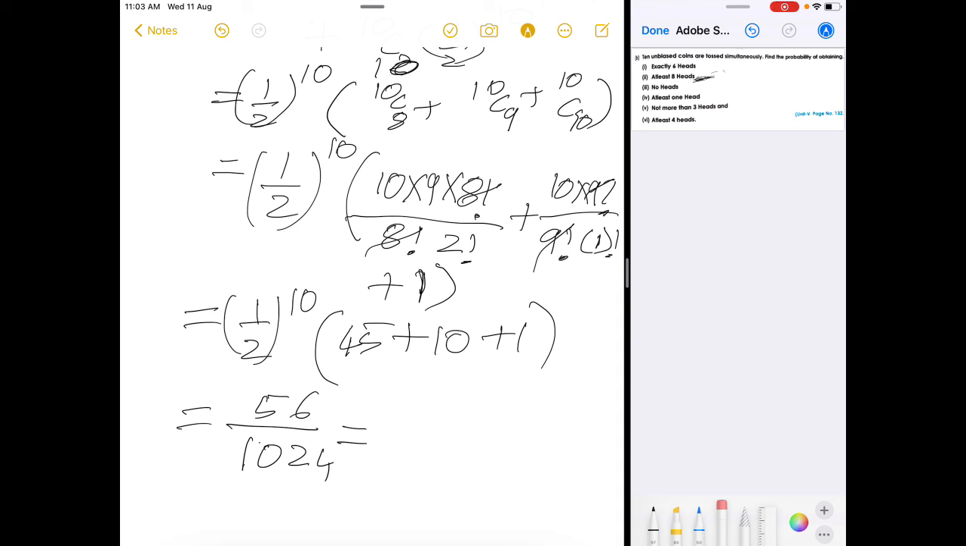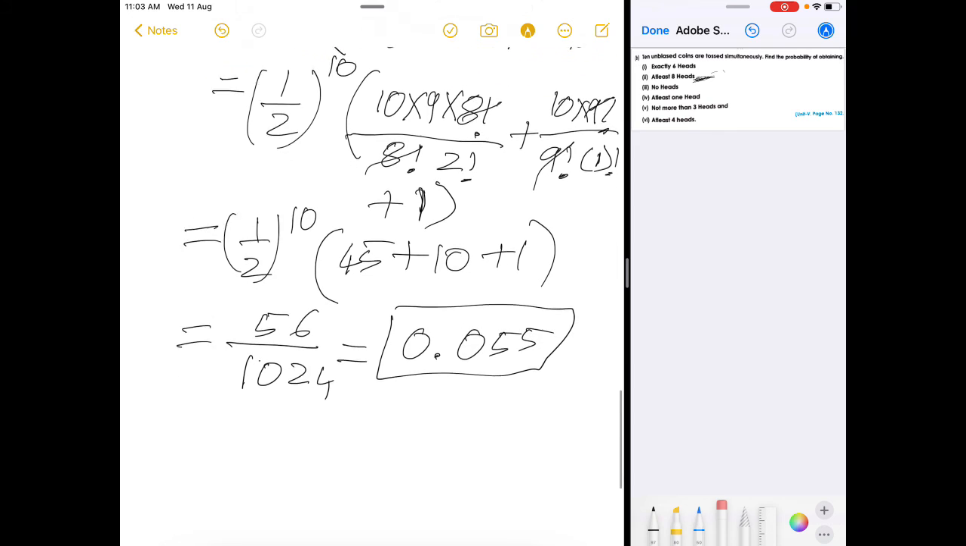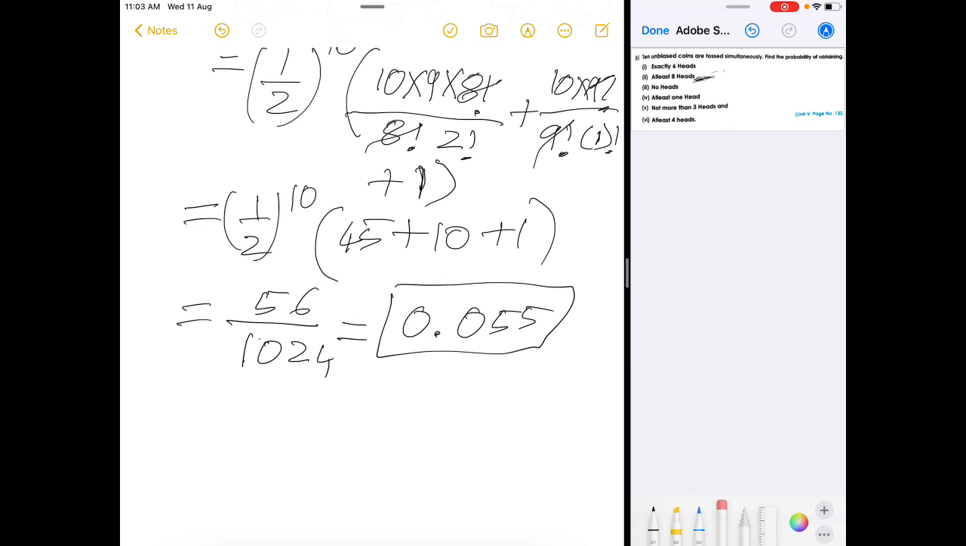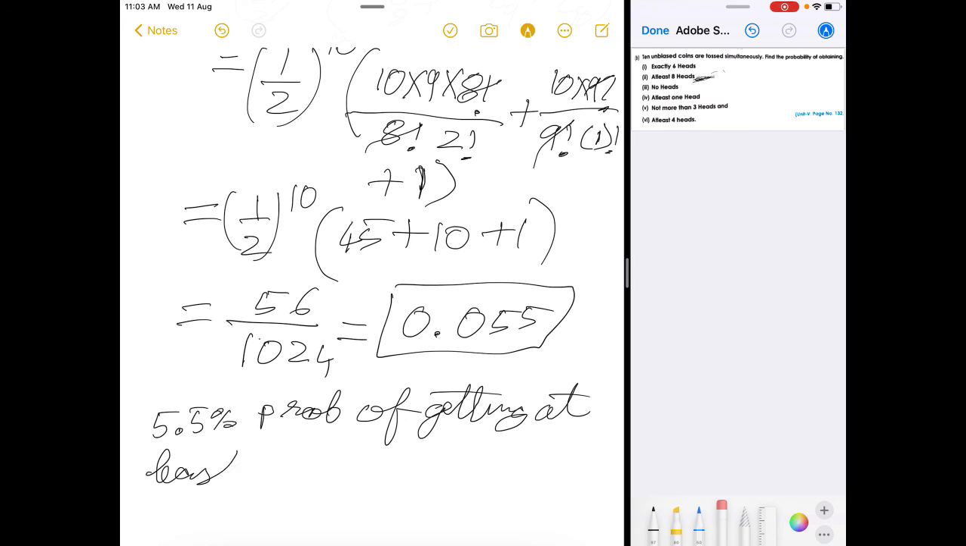Now when we divide 56 by 1024, we will end up with 0.055. So 5.5% probability of getting at least 8 heads.